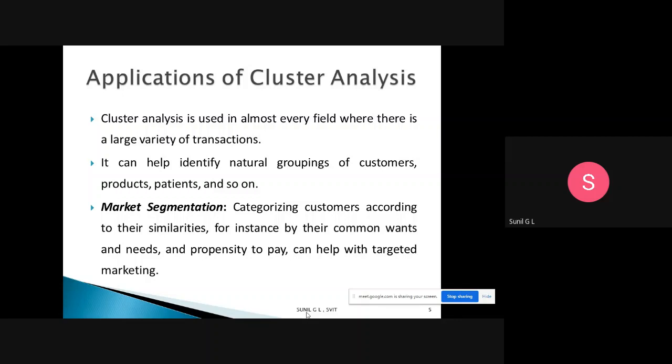When you categorize that, suppose the customers buy with credit card and debit card, then we need more swiping machines, so we will bring more swiping machines. If they are paying cash only, then we will increase the change and all those things. Like that, based on the customers' interest, we will do a data analysis and arrange things accordingly. So this is market segmentation.